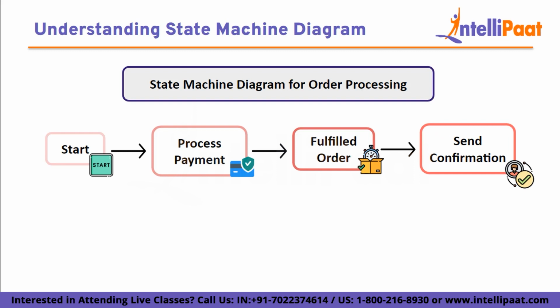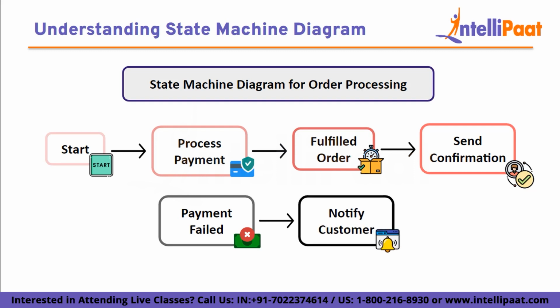The send confirmation state is responsible for sending an order confirmation to the customer, notifying them that their order has been successfully processed. However, not all scenarios are perfect. Errors can happen. Payment failure transition: if the payment process fails, the workflow transitions to the notify customer state instead of fulfilling the order. This state is designed to notify the customer about the payment failure, allowing them to take appropriate action. In this example, the state machine diagram demonstrates the workflow of order processing.